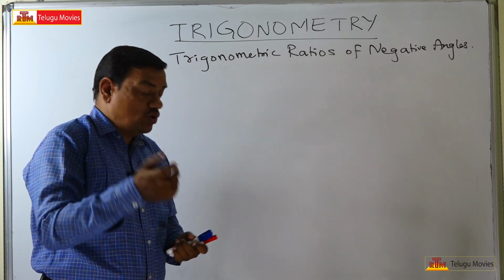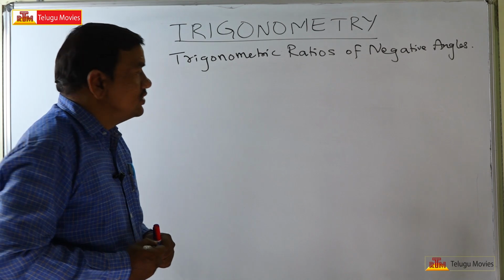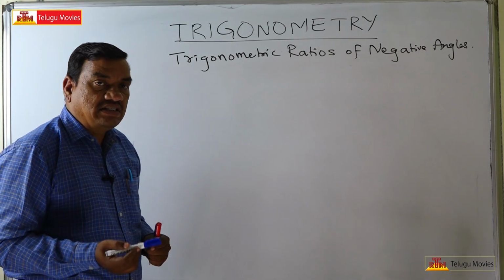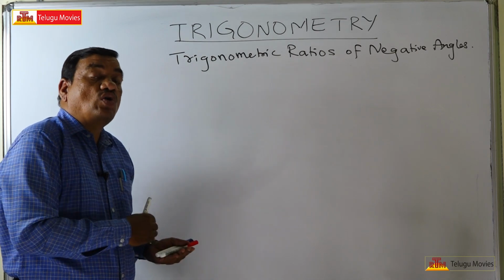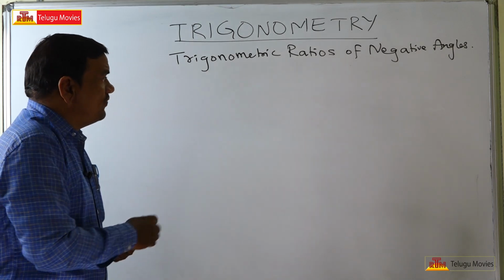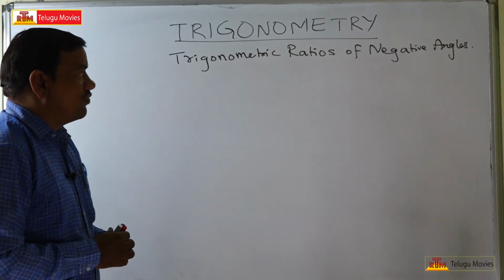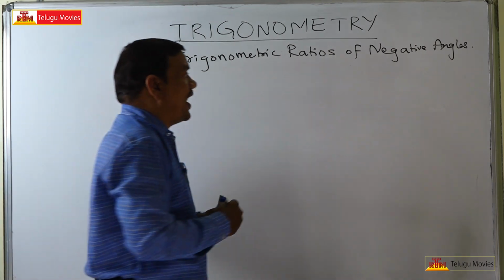Okay now. In our classes, students, you might have learned that sine of minus theta is equal to minus sine theta, cos of minus theta is equal to cos theta. Why does the minus come out of sine theta? All those things I will explain. Before starting the trigonometric ratios of negative angles, first of all, what is a negative angle? First learn what a negative angle is.